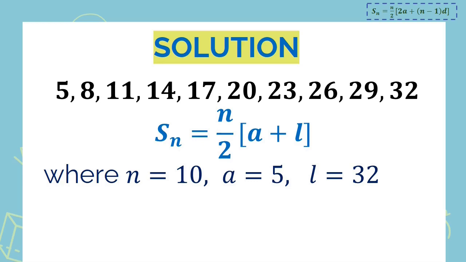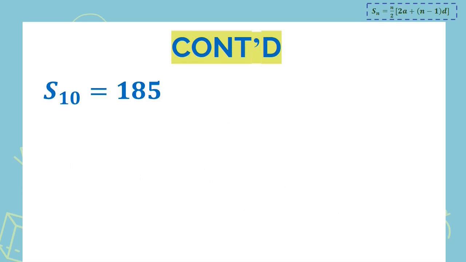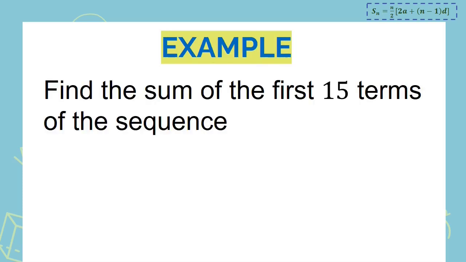And A represents the first number, which is 5, and L represents the last term, which is 32. And so when we substitute it into our formula, we have S subscript 10, which is the sum of 10 terms of the linear sequence, given by 10 over 2, all multiplied by 5 plus 32. And that will produce the answer 185. So this implies that when we sum all the 10 numbers in the sequence, it will give us 185. Let's look at an example.